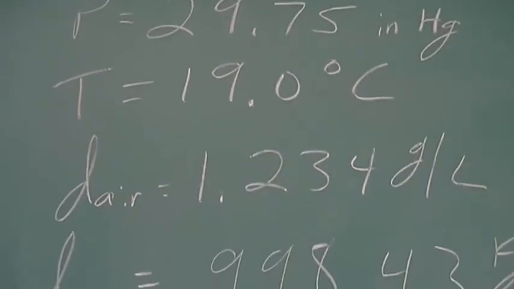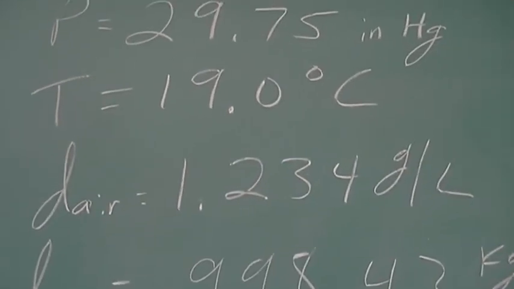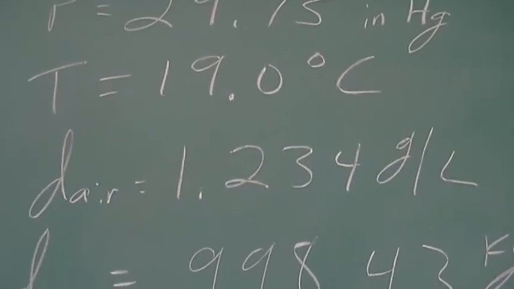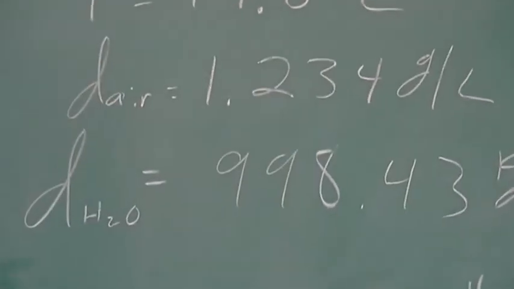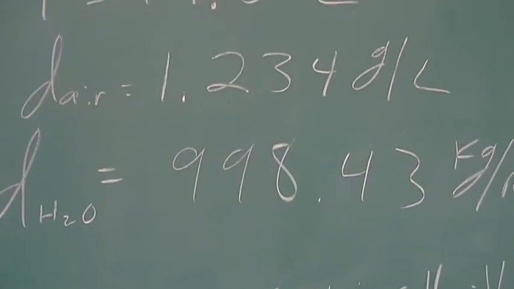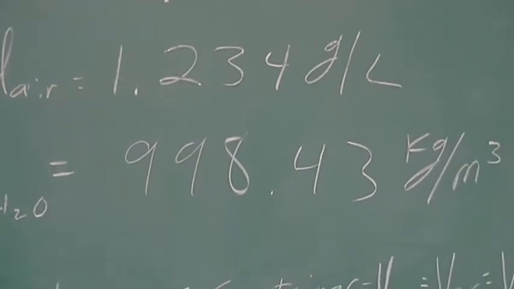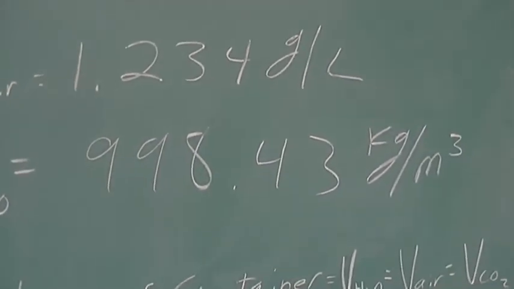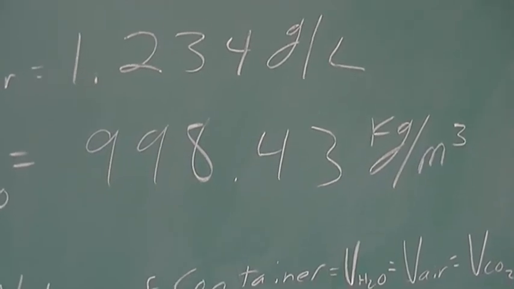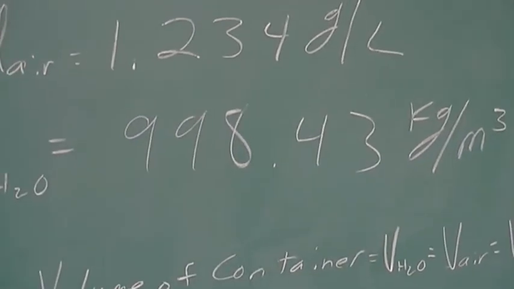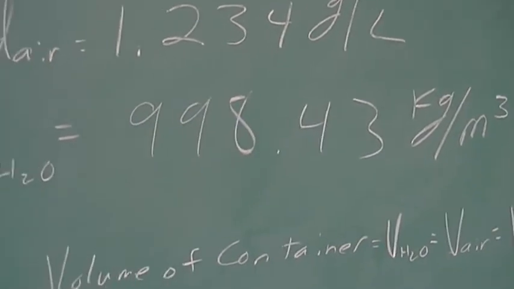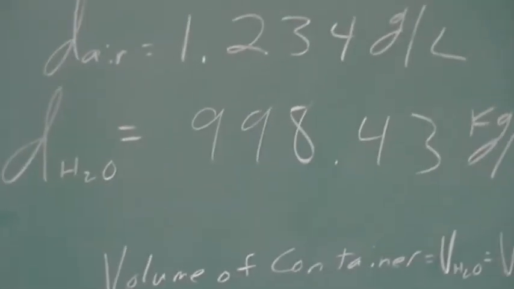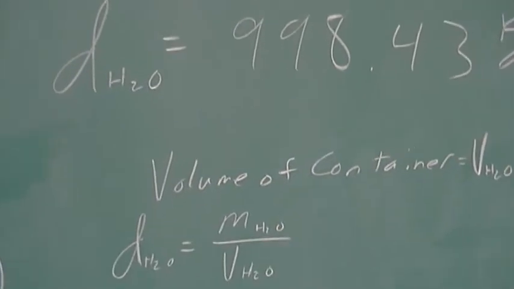The density of air in grams per liter is 1.234. So again, the units for density of air are grams per liter. And the density of water is 998.43 kilograms per meter cubed, the SI unit for density, which you will have to convert into grams per milliliter. And again, we know that the density of water will be very close to 1 gram per milliliter.